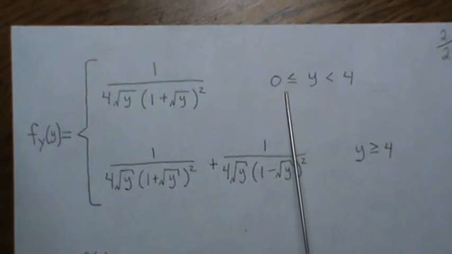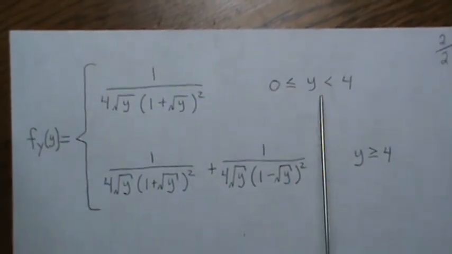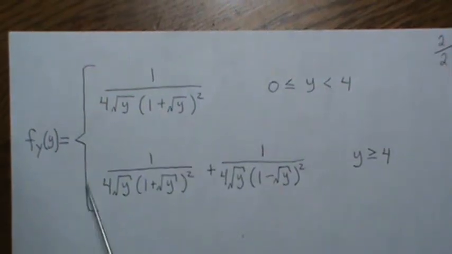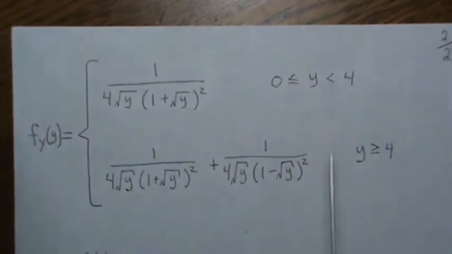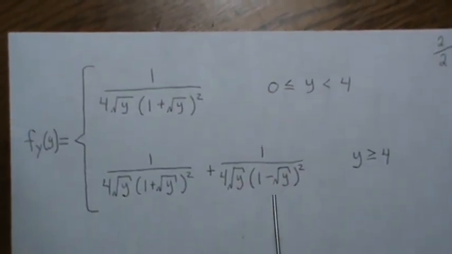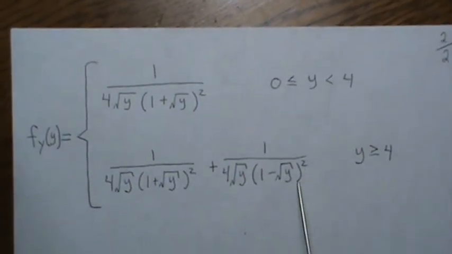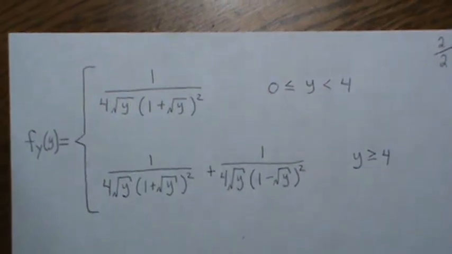So now when y is between 0 and 4, it's this value, and when y is 4 or more, we have to add both of those probabilities. And so this is it. This is the density. That's the final answer.